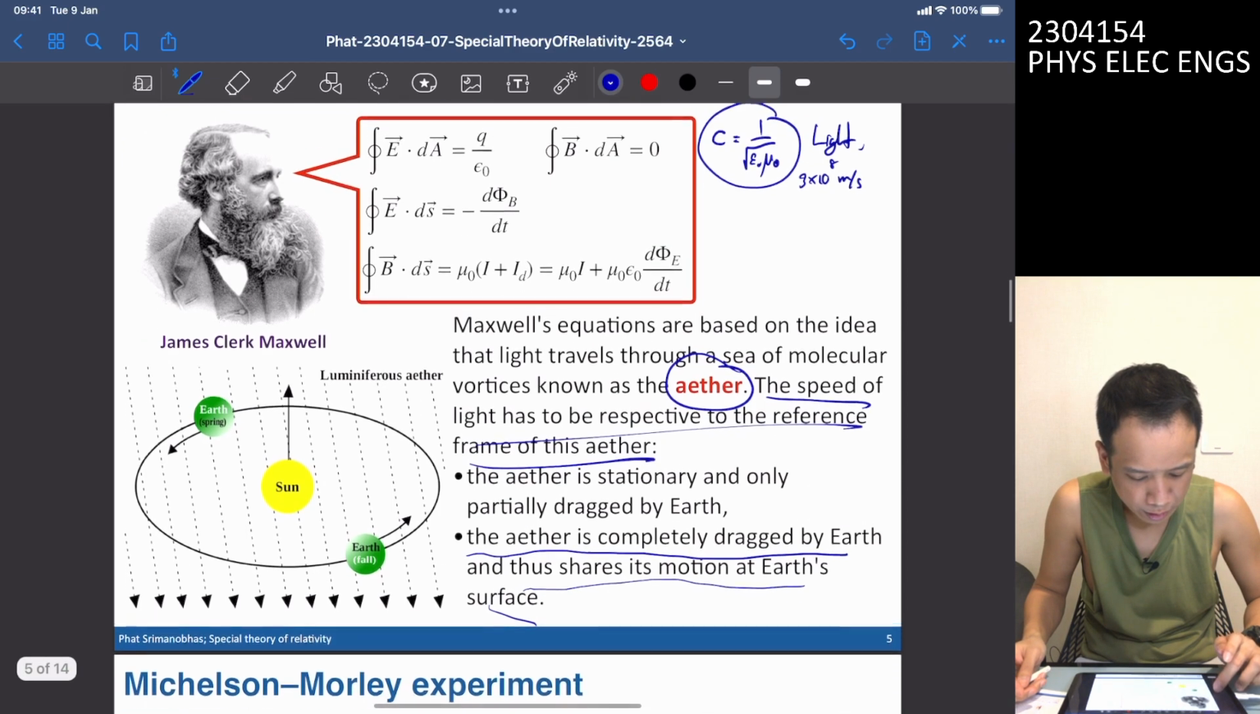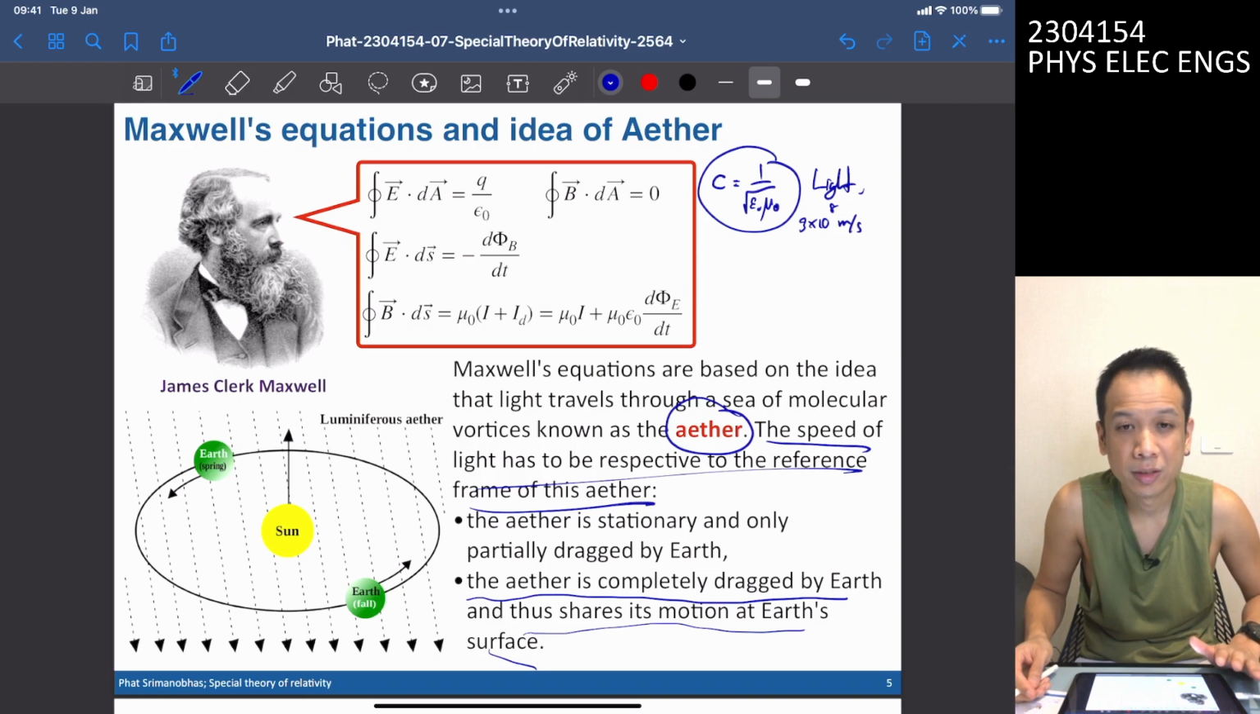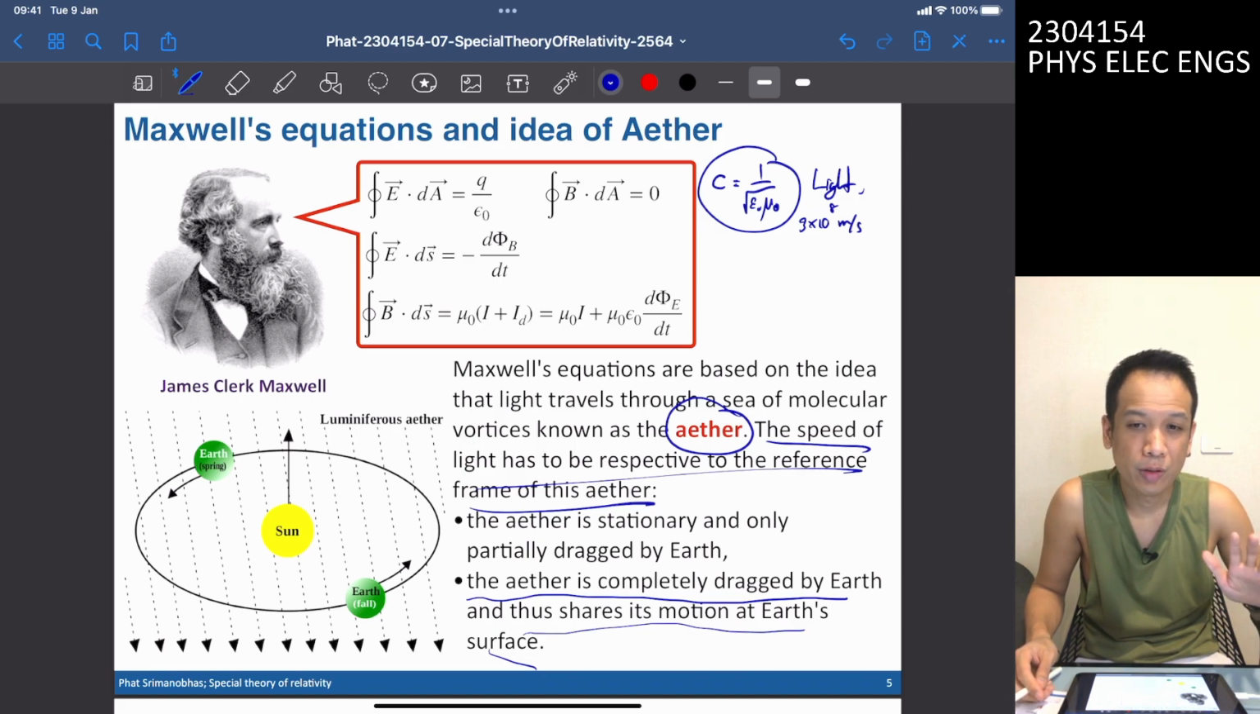So if this is true, they need a proof. They need to prove that the speed of light is different. But since the speed of light is very, very fast, I think we discussed how Galileo tried to prove the speed of light, and it's almost impossible. So we need to use something else to prove. What we're going to use is what we call interferometers, and that's what we have learned in the interference topics.